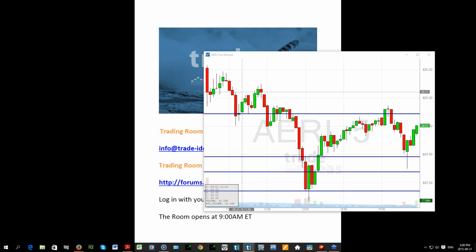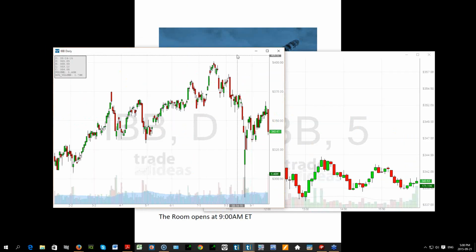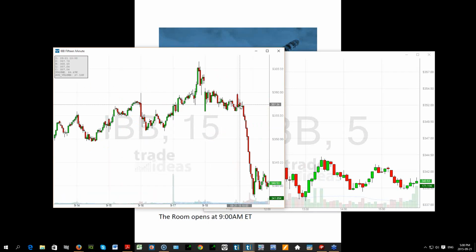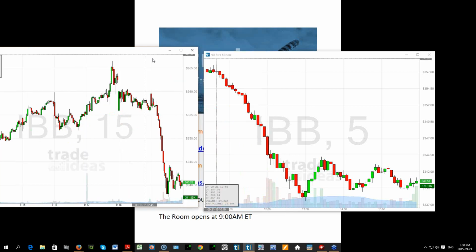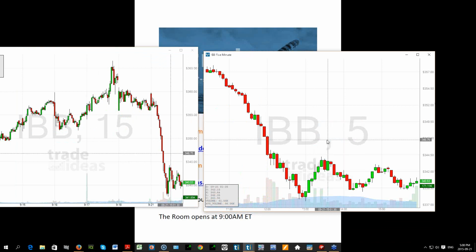the Biotech Index, which is IBB, let me just bring out that chart. IBB, this is the Biotech Index, and let's take a look at a 15-minute chart for it. You can see that it had a horrendous day. It was dragging down virtually every single bio out there. I had this on the symbol linking, so let me just get it back again.